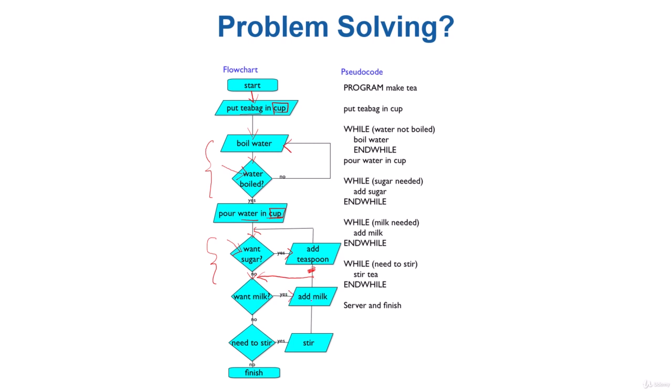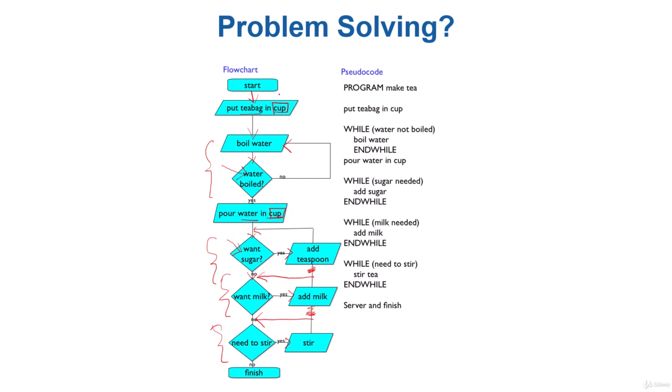Yes, add milk. That's again a loop. Once you exit the loop, then you ask, need to stir? Yes, stir. Then ask again. This line again shouldn't be there. So that's another loop. Once you exit this loop, then the tea is ready. You serve that tea, finish, you are done with the procedure.